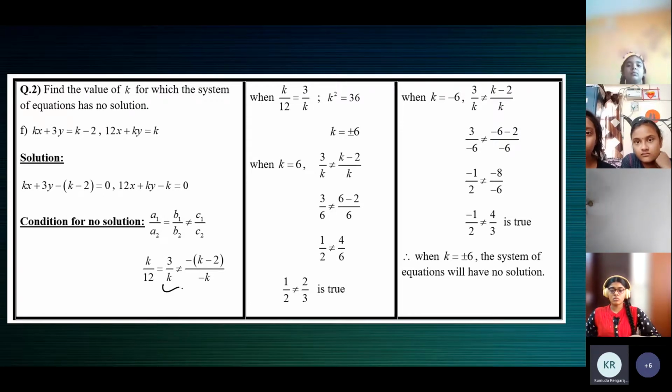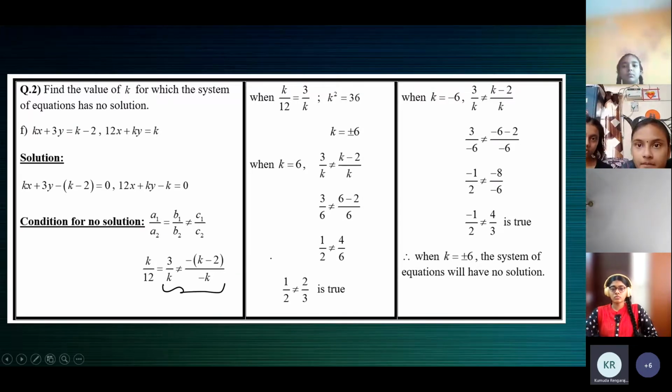For that, we'll have to check with this inequality. Check each of the values. That is first check 6, then check minus 6, or check minus 6 and then 6. So when k is equal to 6, here 3 by k is not equal to, minus gets cancelled, children. This minus and minus gets cancelled. Okay, so you have 3 by k not equal to k minus 2 by k. Now don't cross multiply and all that here.